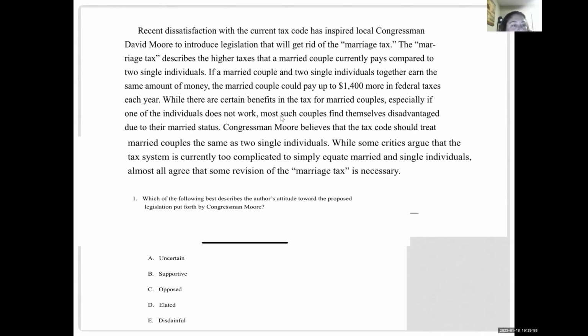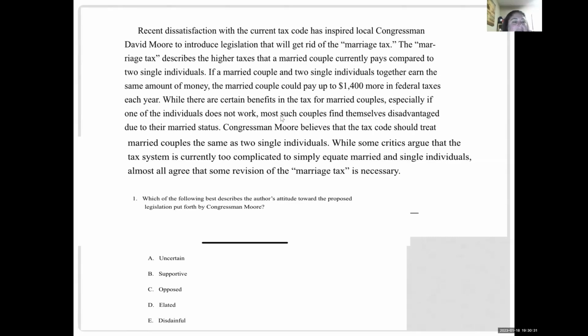Obviously, you can play the game of process of elimination with this, right? Uncertain. No, he's not uncertain. There's nowhere in this passage where this guy is showing us that he doesn't have an opinion. He's supportive because he shows the sides of the issue. He definitely is expressing that he understands why people are unhappy. Opposed, he's not really blatantly opposed to this. He's not against it.